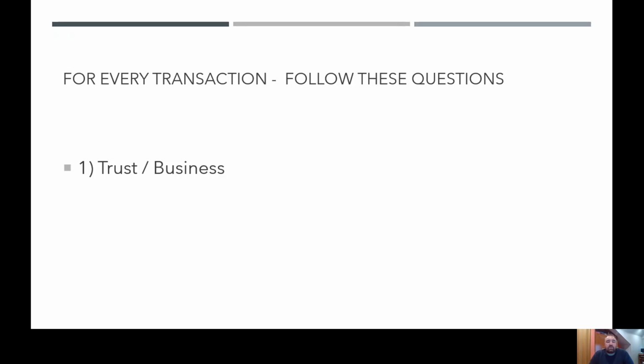Basically, my first question is, on what page am I working? Am I working on my trust page or on my business page? Then secondly, we need to decide, is there a flow of cash? What does a flow of cash mean? That basically means, would this transaction reflect in my bank statement? If the answer is yes, then we have to write that into our cash book. If the answer is no, in other words, there's a transaction, but there's no flow of cash, then we have to do a journal.